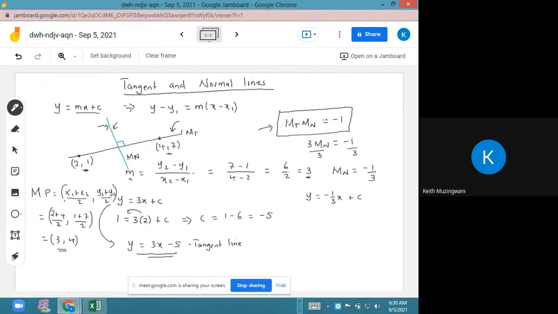So you use 4 for y, -1 over 3 multiplied by 3 for x, plus c. So these will cancel. So this one will be taken to the other side and it will go as a positive, so that we get 5. So you have y is equal to negative 1 over 3 x plus 5 as the normal line equation.